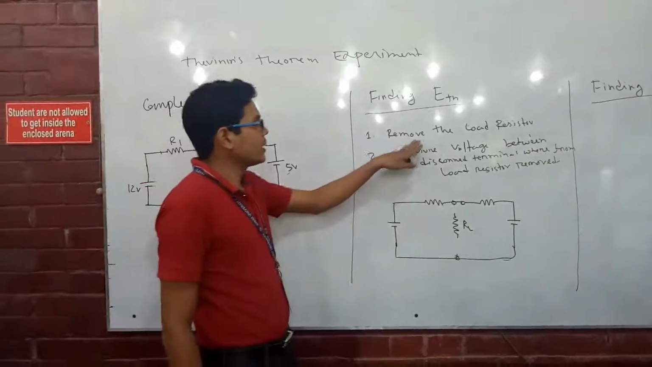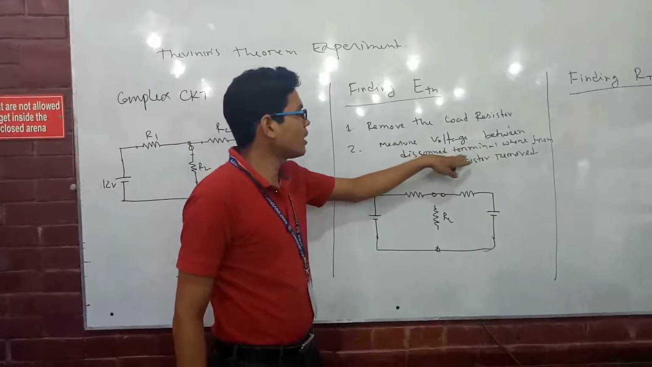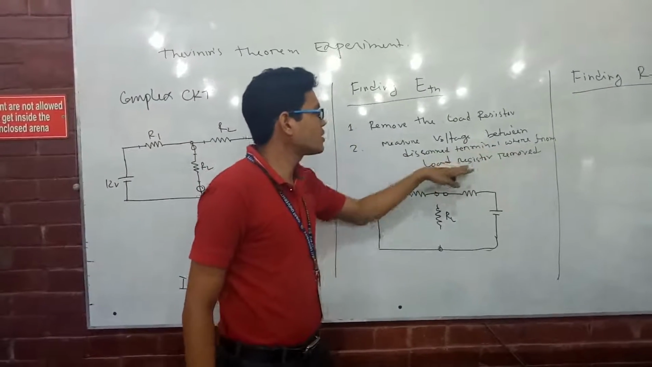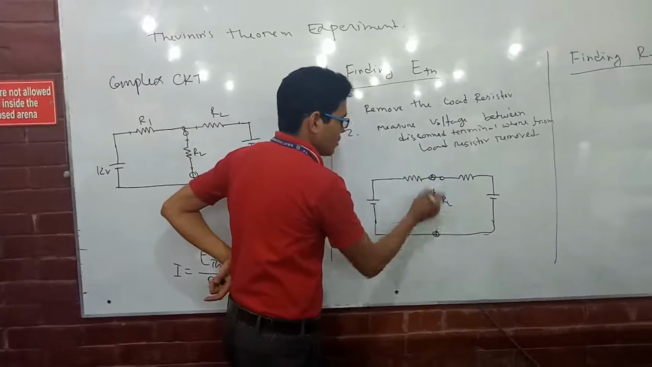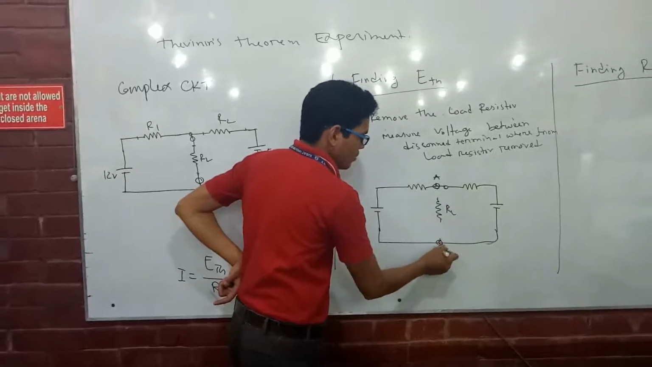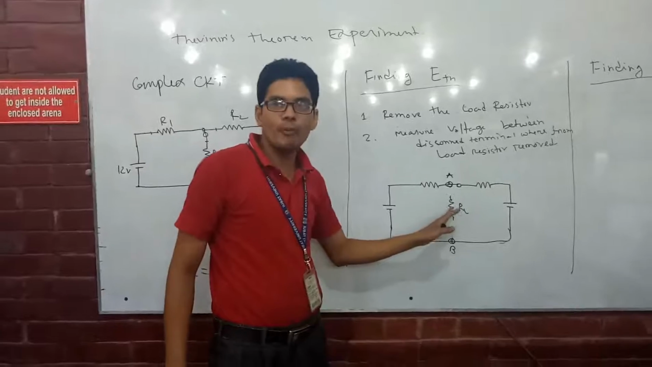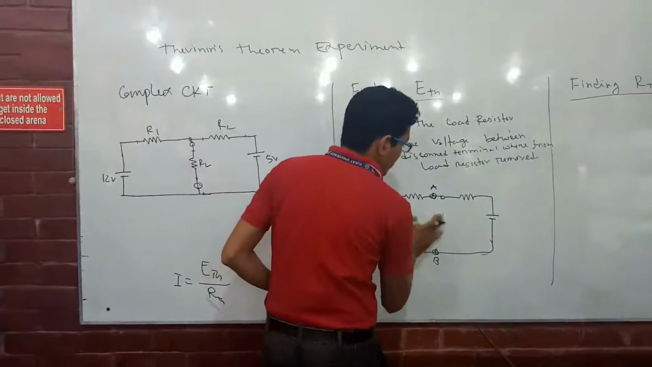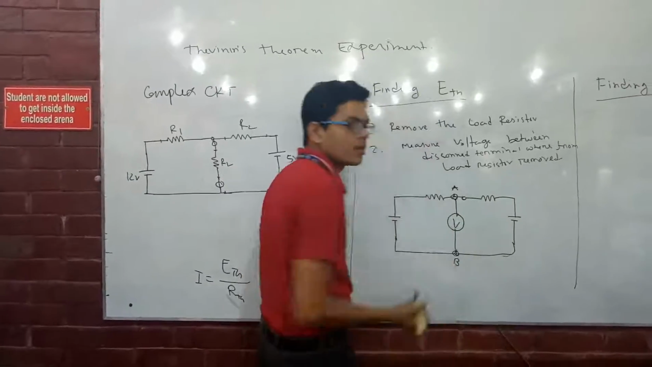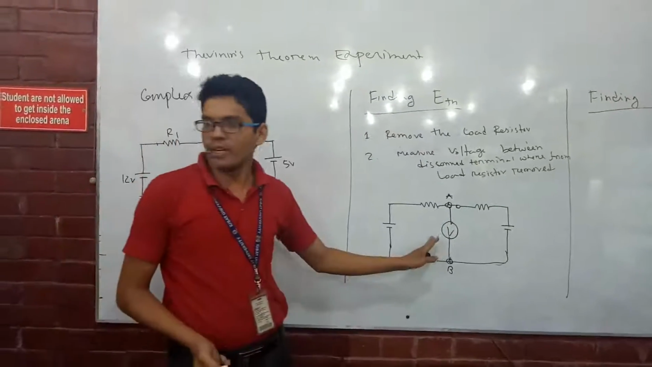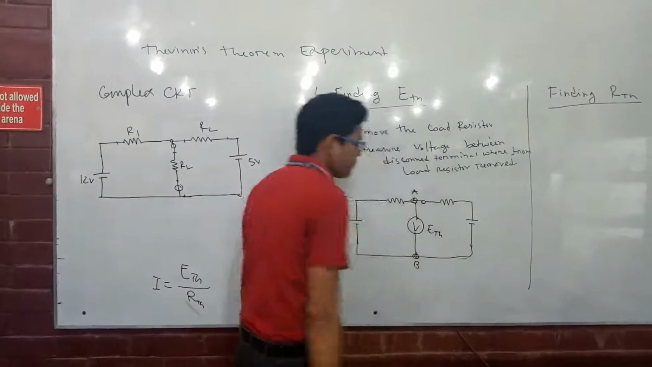Now, the second job is to measure the voltage between the disconnected terminals where the load resistor was removed. That means this one and this one. You can mark them A and B. These two are the disconnected terminals of the load resistor. So now place a meter and measure voltage. How would you measure voltage? Placing a voltmeter, right? So if you place a voltmeter here, we will see ETh.